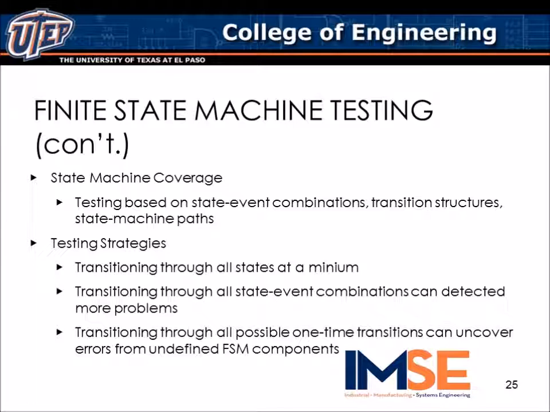Strategies for FSM testing include state machine coverage. This is testing based on state event combinations, transition structures, and state machine paths. Testing strategies should include coverage for the following criteria: transitioning through all states, at a minimum, transitioning through all state event combinations, which can help detect more problems than what's covered, or transitioning through all possible one-time transitions, which can uncover errors from undefined FSM components.